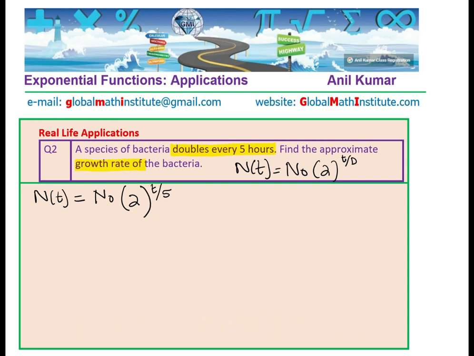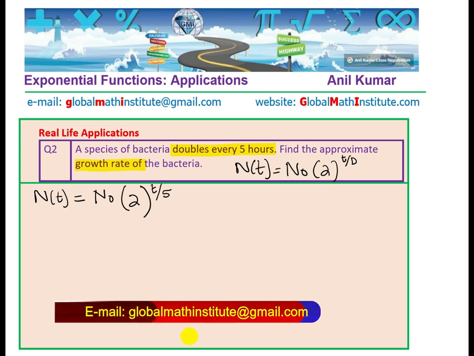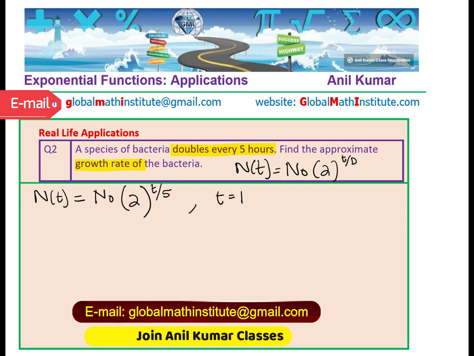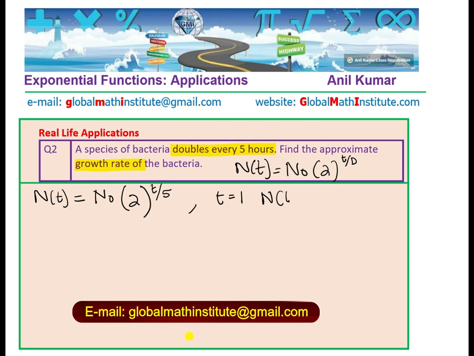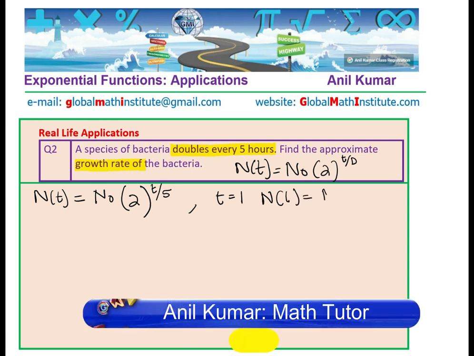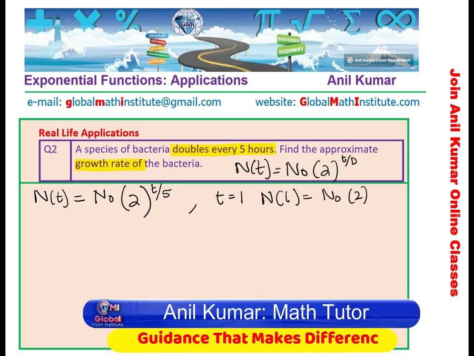So the thing here is that growth rate will be... we know something: if t equals 1, then our number will be 2n0, right? So output n of t will be, let me rewrite this, right? If t is 1, then n of 1 will be equal to n0 times 2 to the power of 1 over 5, right? That is what it means.